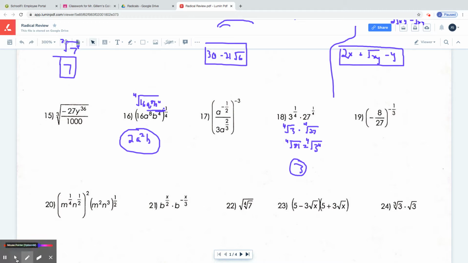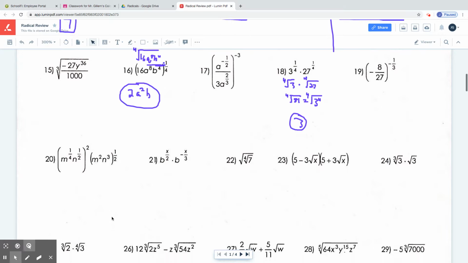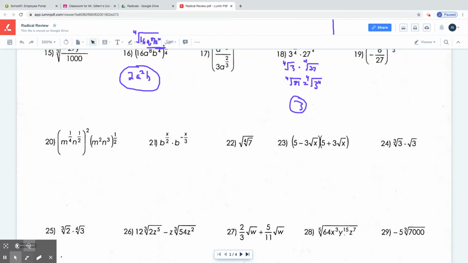All right. 20. So for this one, let's distribute the 2 and the 1/2 to all of these and look to combine them. So 1/4 times 2 is a half. So I get m to the 1/2. n to the 1/2 times 2 is 1. So it's n to the first.